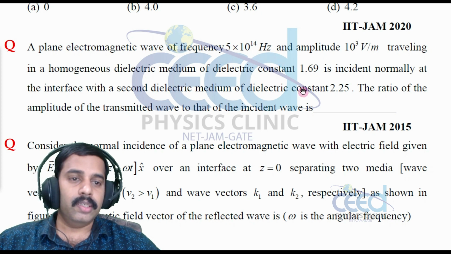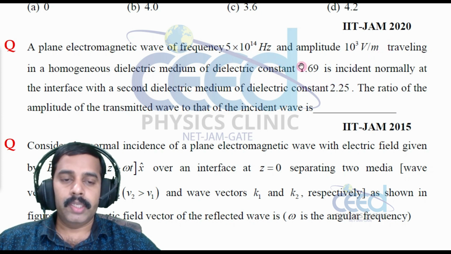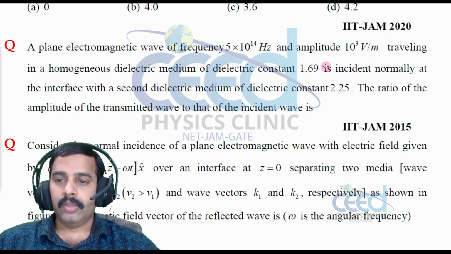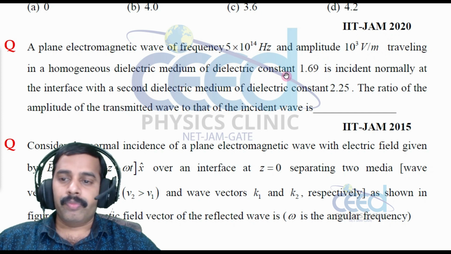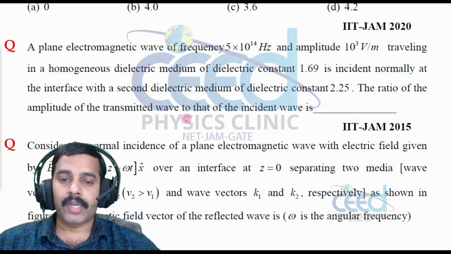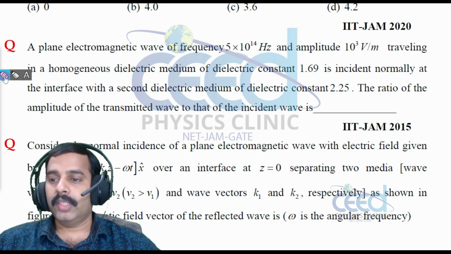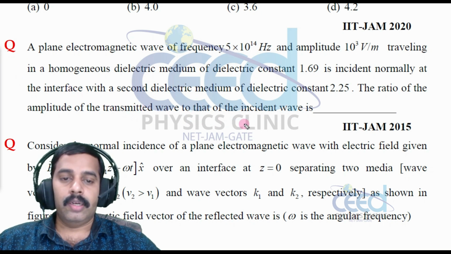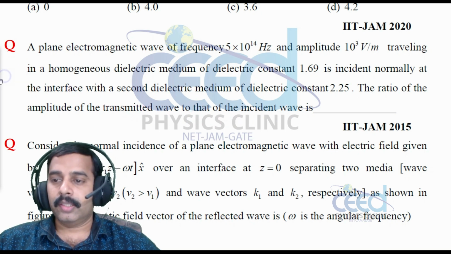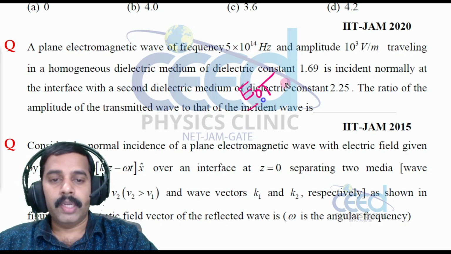with a frequency and amplitude given, and it is incident on a medium with a dielectric constant, and a second dielectric medium has the 2.25. The ratio of the amplitude of the transmitted wave to that of the incident wave. So we need to find E0t divided by E0i, right? We need to find basically E0t divided by E0i.